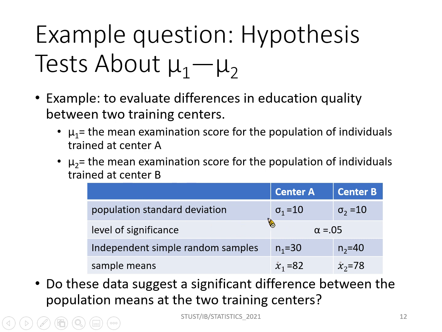So here you will find the population standard deviation from center A is 10, from center B also 10. The level of significance alpha is 0.05, and the sample sizes are 30 and 40, and the sample means, that is the mean of the scores in those two centers, are 82 and 78. So does the data suggest a significant difference between the two population means at the two training centers? Which one will be better? You can do the hypothesis test.